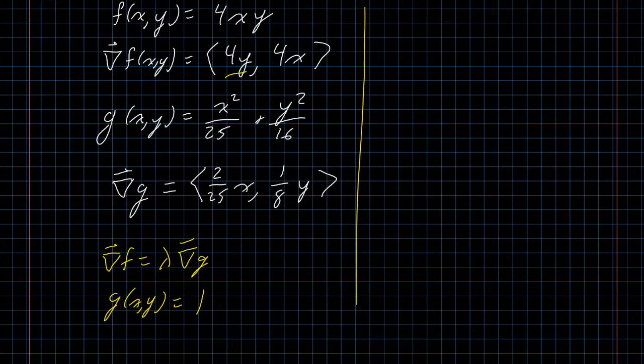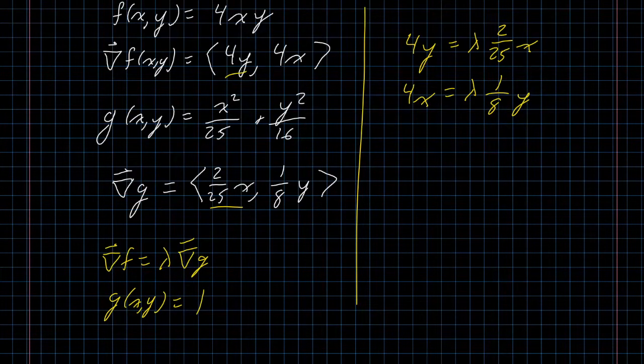For two vectors to be equal to each other, component by component, they have to be equal to each other. So the x component gives us that 4y is equal to our multiplier lambda times 2 over 25x. Our y components give us that 4x is equal to our multiplier lambda times the y component 1/8 y. And then, of course, g of x and y is equal to 1 gives us that x squared over 25 plus y squared over 16 is equal to 1. A system of 3 equations with 3 unknowns.